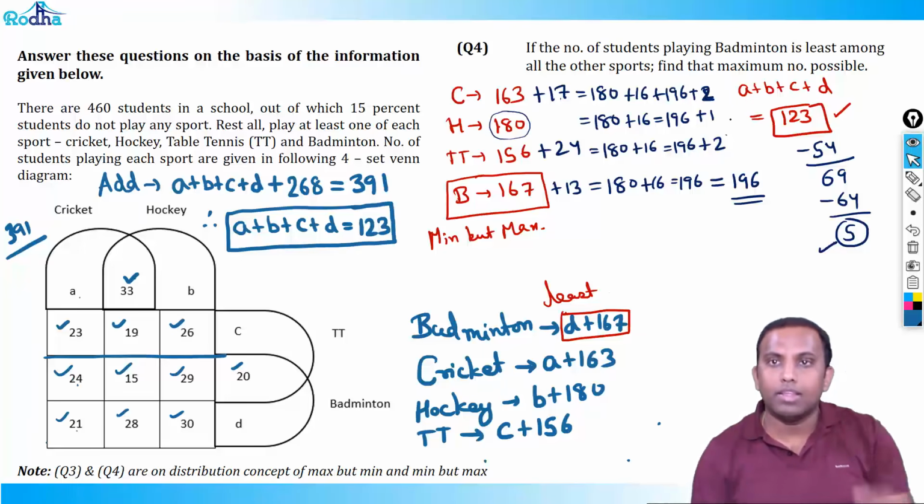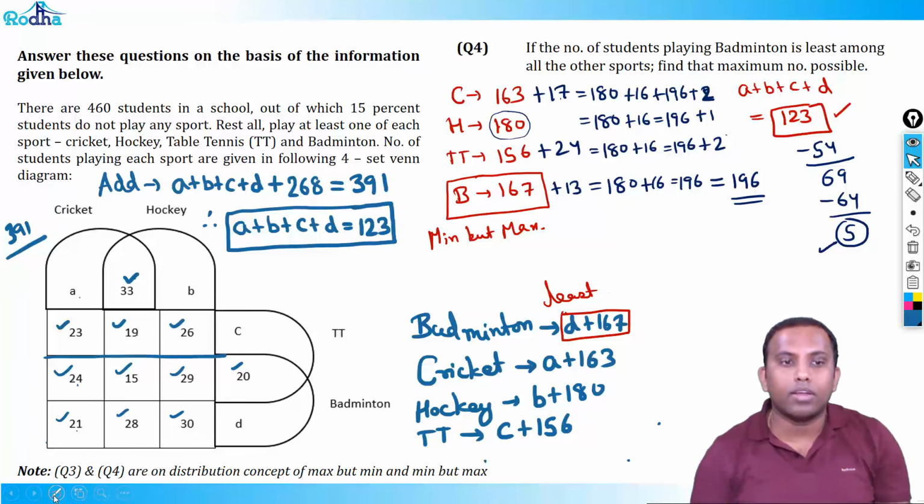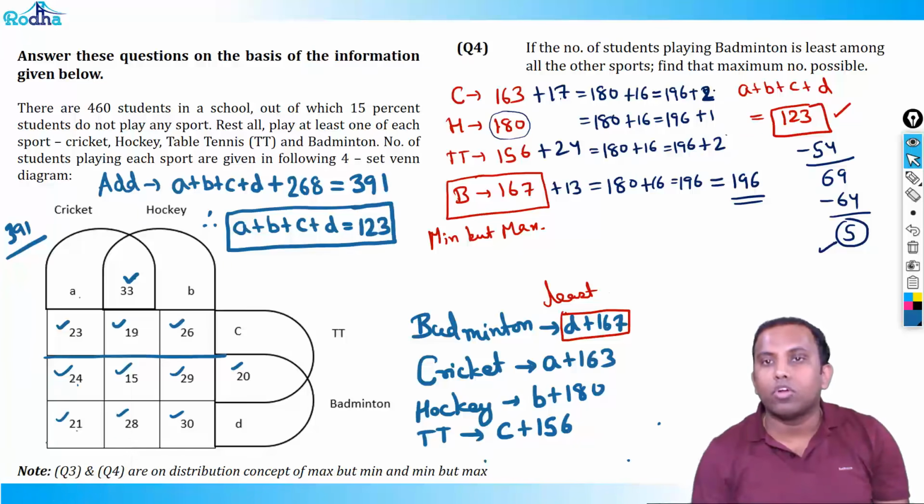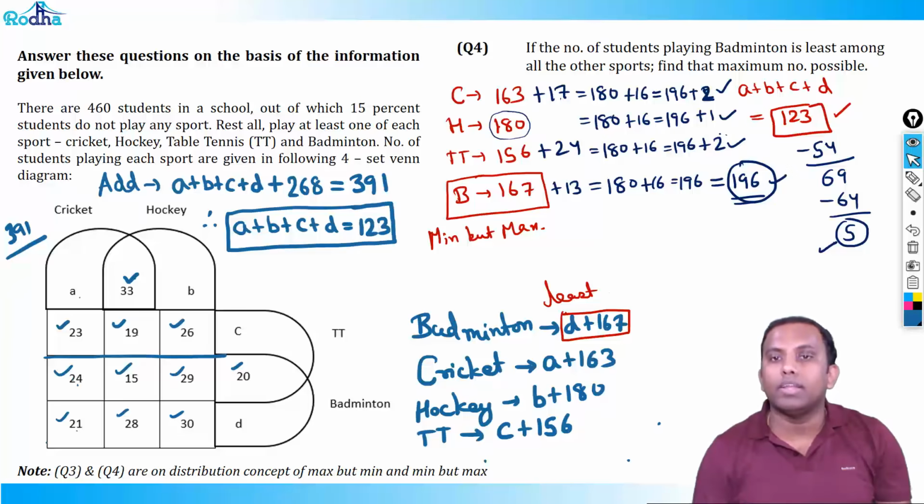So that means in the last, cricket has got suppose 198, right? Cricket has got, sorry, it is a plus sign here, should be an equal sign here. Now cricket has got 198, right? So cricket has got 198, hockey has got 197, TT has got 198, and badminton has got 196, right? This number is less than all the other numbers, but that number is the least number possible.